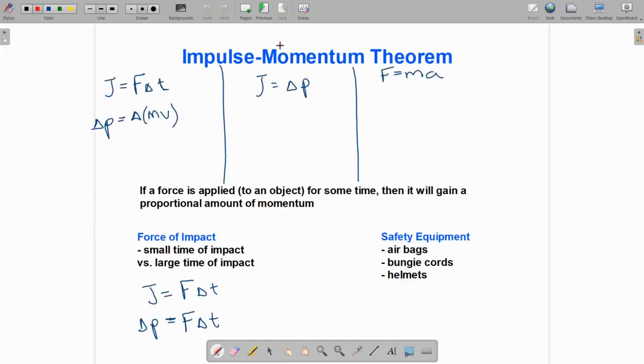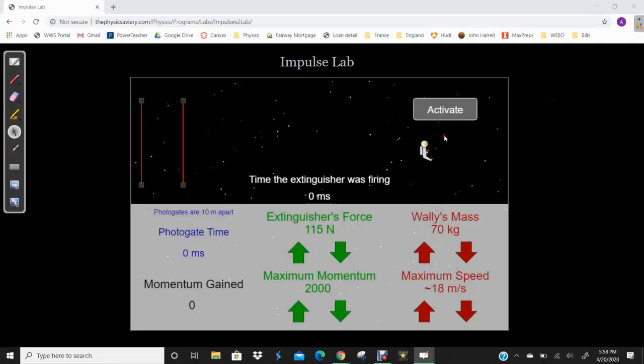Okay, so I'm going to go through some of that with you and show you why they're the same with the equations and talk about some different things. But before we do that, let's just focus on momentum and impulse real quick. And let me show you this little activity here.